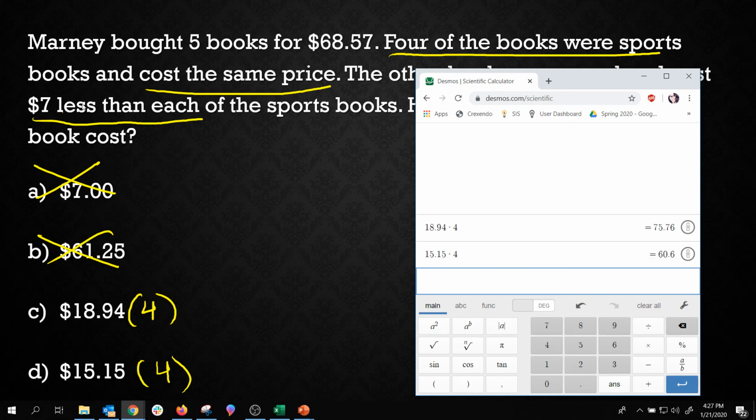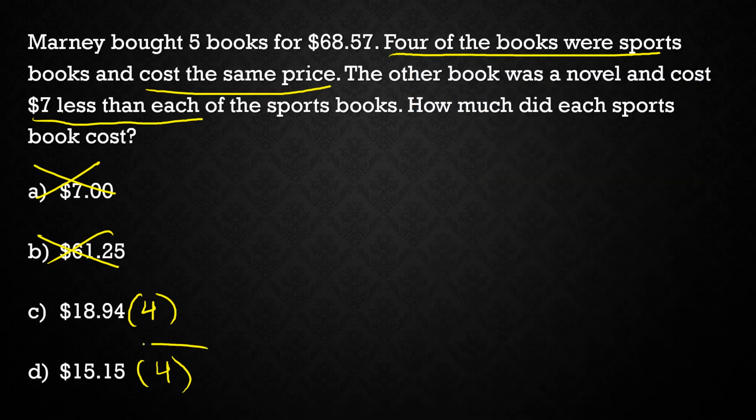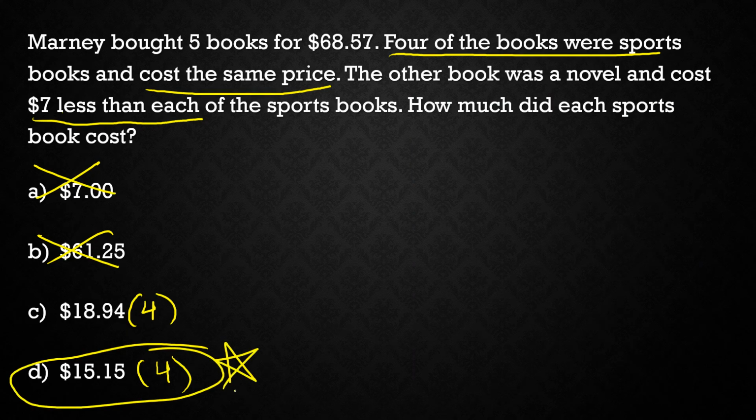It says that the other book is $7 less. So if I take 15.15, subtract 7, that would mean that the novel is $8.15. If all 4 of the sports books were $60.60, if I take 60.60 and add it to 8.15, I get how much she spent. So working backwards here is definitely easier. So she paid $15.15 for each of the sports books.